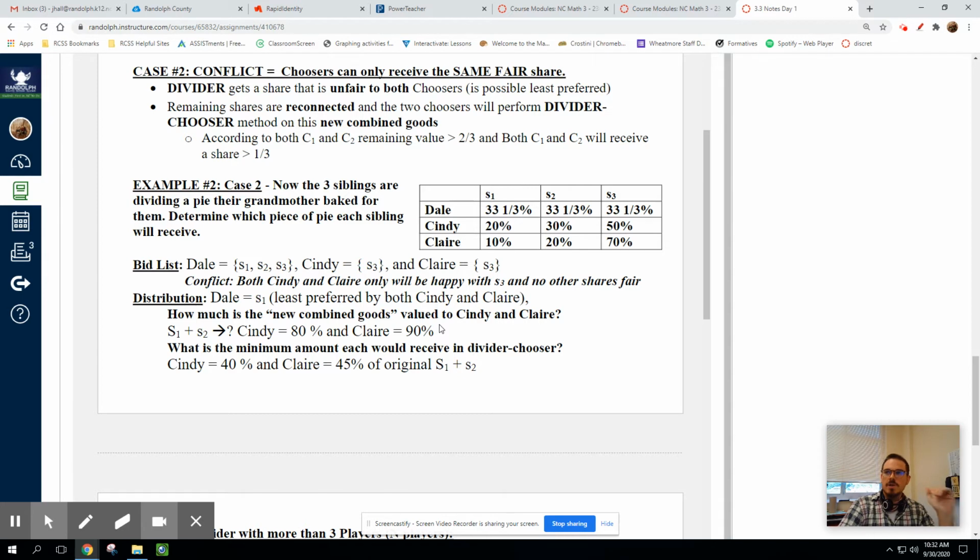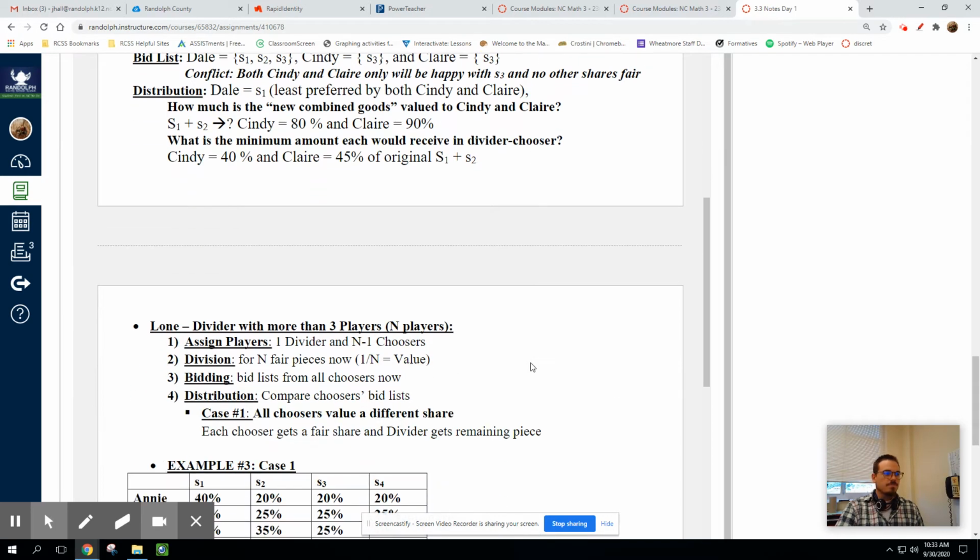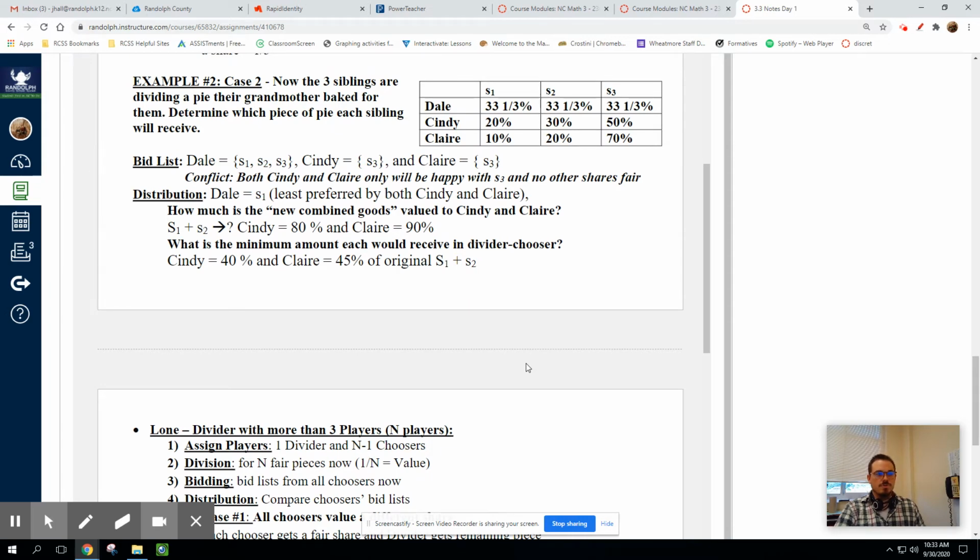So because both of those are greater than 60%, when we make right now our assumptions, now when we do a divider chooser, they're going to have to choose the correct one. So what is the maximum amount each one would receive in the divider chooser method? So if we were to cut it in half, take those pieces, somehow we put them back together, and now we do a cut, half of that 80 for Cindy is 40%, and half of that will be 45% of the original S1 and S2. So that's how that distribution is going to work.